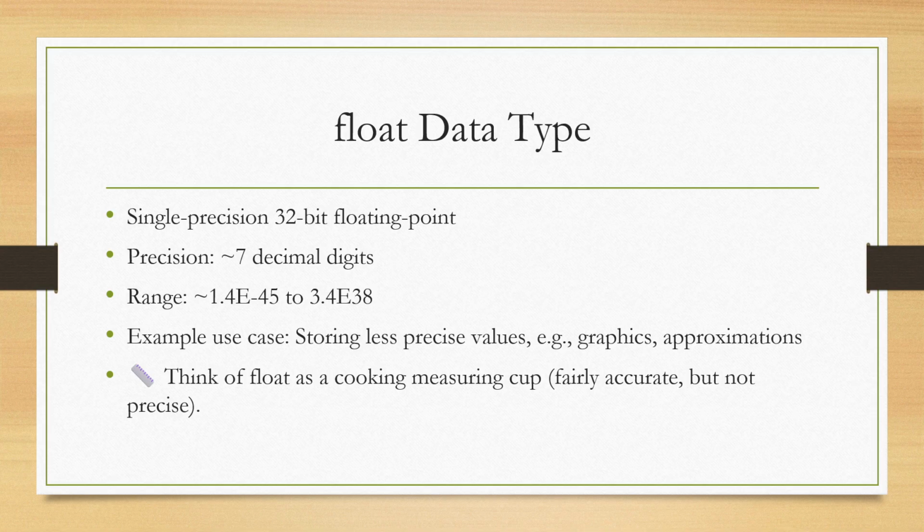1.4e-45 means 1.4 times 10 raised to minus 45, which is a very small number, close to 0. And 3.4e38 means 3.4 times 10 raised to 38, which is a 3.4 followed by 38 zeros, a very large number. So float can handle both very tiny numbers and very huge numbers, but only with about 7 digits of accuracy.